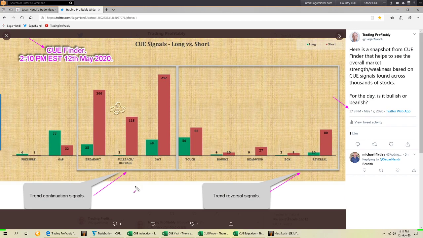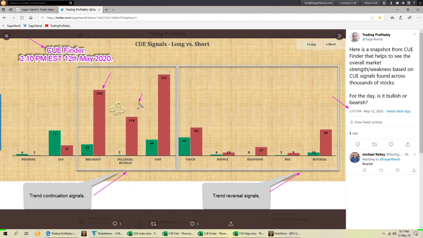I have a list of liquid stocks with at least 5 years of history. That list has more than 1200 stocks. I usually run QFinder on that list. I have shared that list in QVital, and I have also demonstrated earlier how you can create that list and maintain that list using the ready-made QScans.